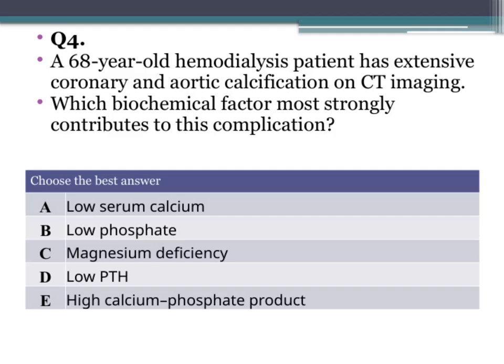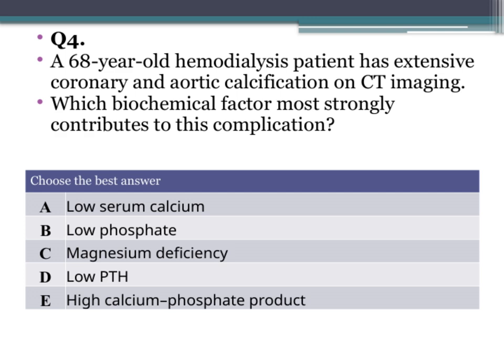All right, let's take a look at this question. We have a 68-year-old patient on hemodialysis who shows extensive coronary and aortic calcification on CT imaging. The key question here is, which biochemical factor most strongly contributes to this kind of vascular calcification? Now, considering the options, we need to think about the pathophysiology involved in vascular calcification, especially in patients with chronic kidney disease. It's well known that disturbances in mineral metabolism play a central role.